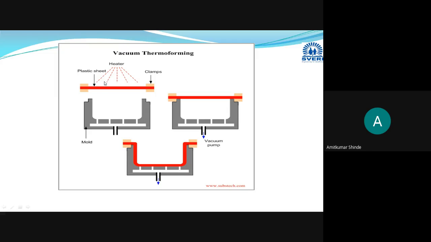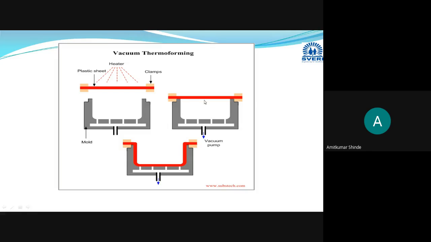After heating that sheet, that heated sheet is placed on the mold cavity or mold box. In that mold box or mold cavity, you have to provide whichever shape and size you want for your final product. That shape and size is provided here, and it is placed on that clamp. And now here, by attaching one vacuum pump, all air is taken out from this box. All air with the help of the vacuum pump is taken out from that vacuum box.